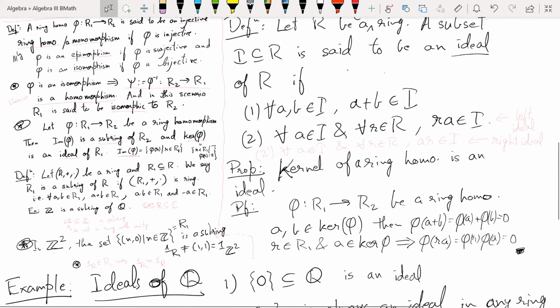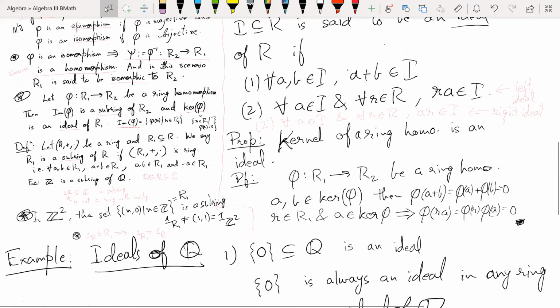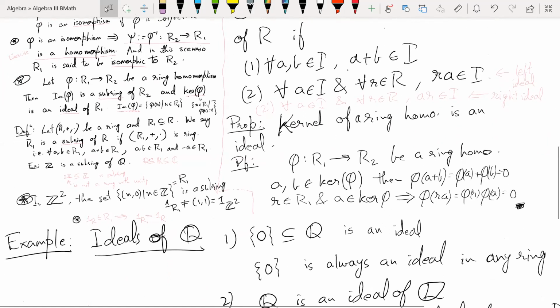Okay, this was about ideals. Yeah, so maybe this was about subrings and ideals, and we know that the image is a subring.